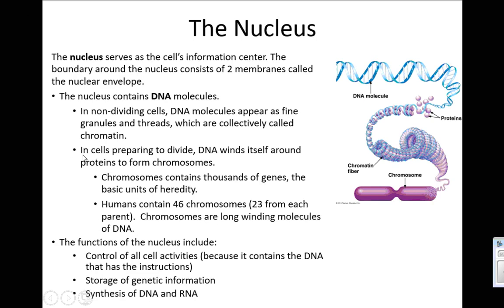When cells prepare to divide, DNA will wind itself up around these proteins called histones, coil up, and eventually organize into chromosomes. Why? So that they can duplicate their chromosomes. And so when the cell divides, each cell, because you go from 1 to 2, will have a total of 46 chromosomes. 23 that came from mom, 23 that came from dad.